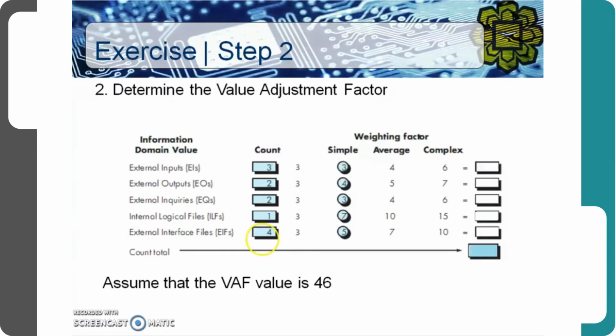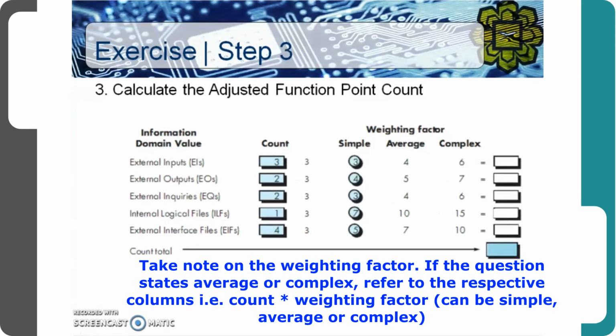The second step is to determine the value adjustment factor. Let's just assume that the value adjustment factor for this example is 46, because we need to have all those values for the 14 characteristics. And then the final step is to calculate the adjusted function point count.